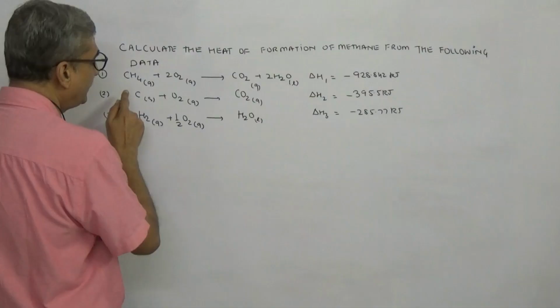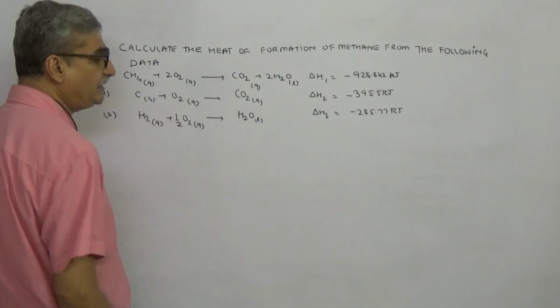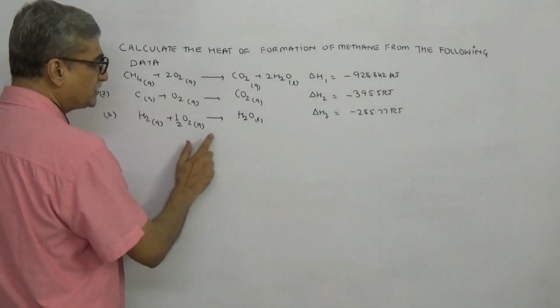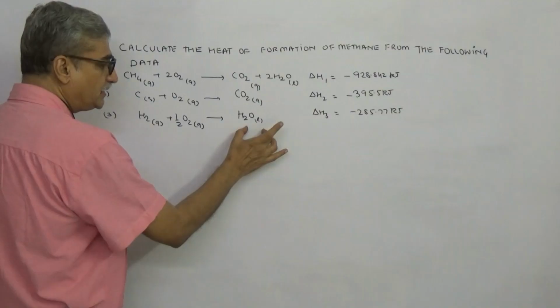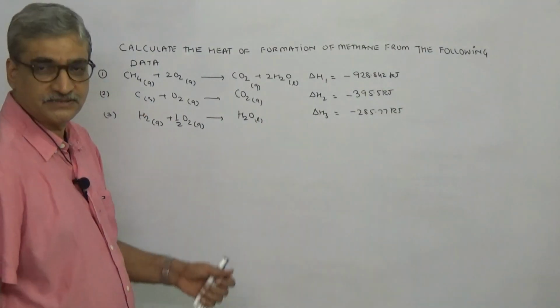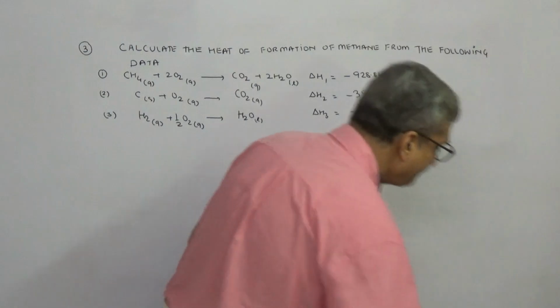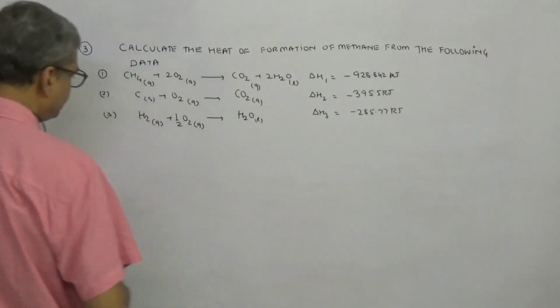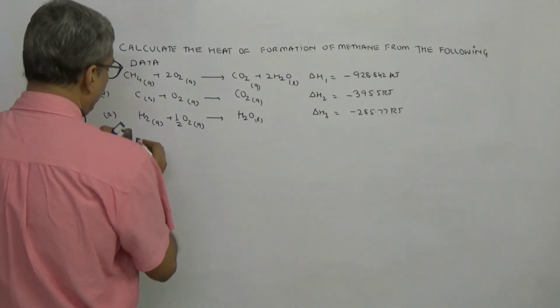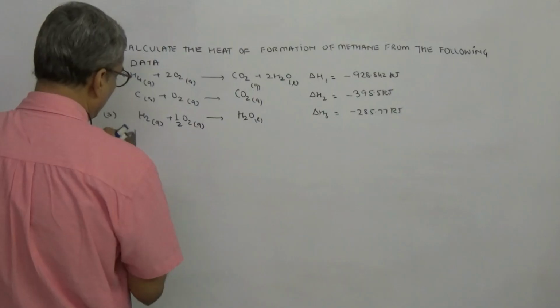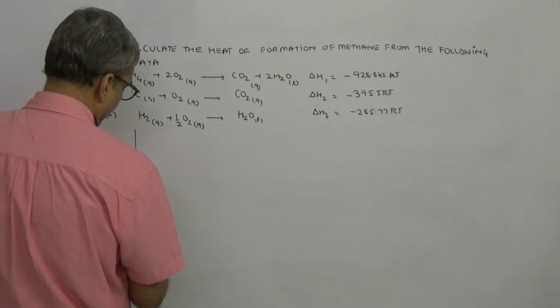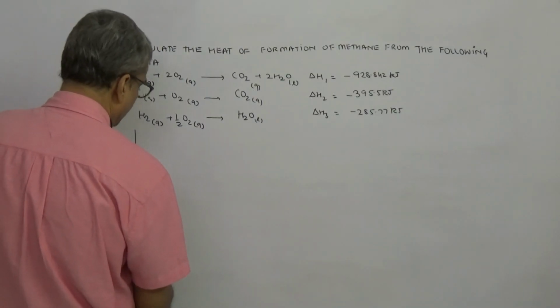Then what do we have? This is heat of combustion of carbon, and this is heat of formation of water. Why? Because 1 mole of water is formed from the elements in the standard state. So what do we have now? The required equation. So we have to get our required equation from what? From the statement in the question.